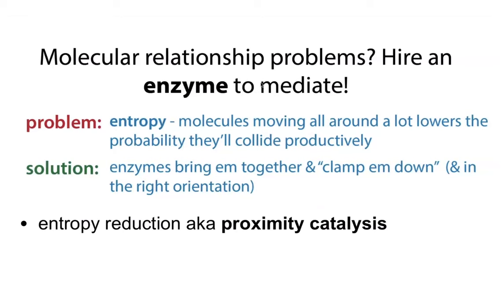And so in order to do this, the enzymes kind of take the cost. They take the entropy cut, take the entropy ding in order to bring the things together and hold them in the right orientation. And so this can involve all those weak interactions that are going to be holding it specifically in the right way.